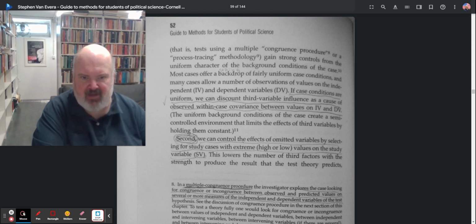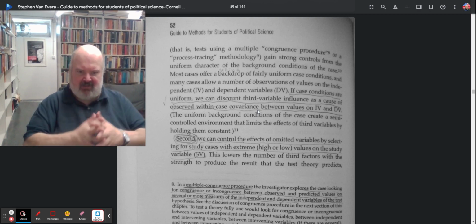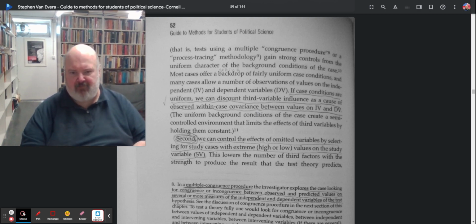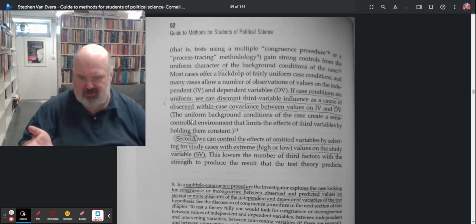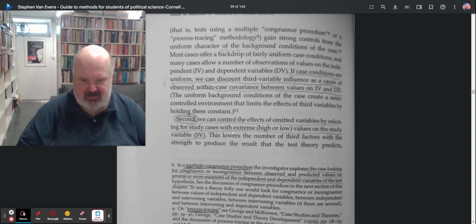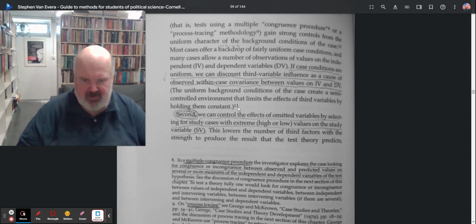It's not a big thing. I just wanted to highlight what this meant, because of the clear terms here. So within-case covariance, in the situation where there's a clear sense between these, the uniform background conditions, he's saying, this is the claim, the uniform background conditions of the case create a semi-controlled environment that limits the effects of third variables by holding them constant, right? They're constant in that sense.